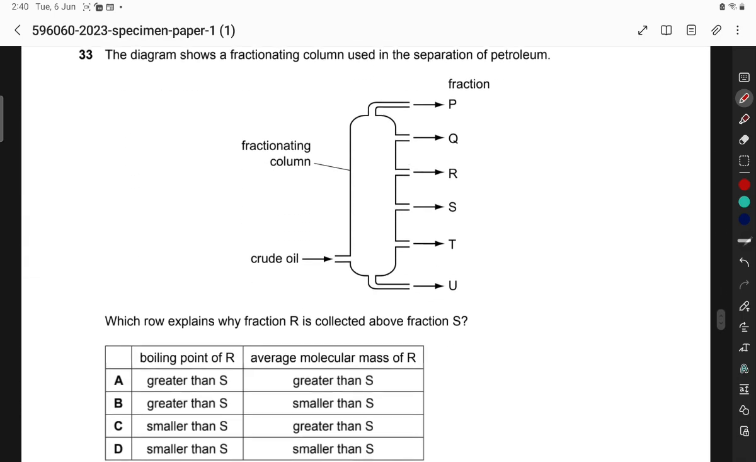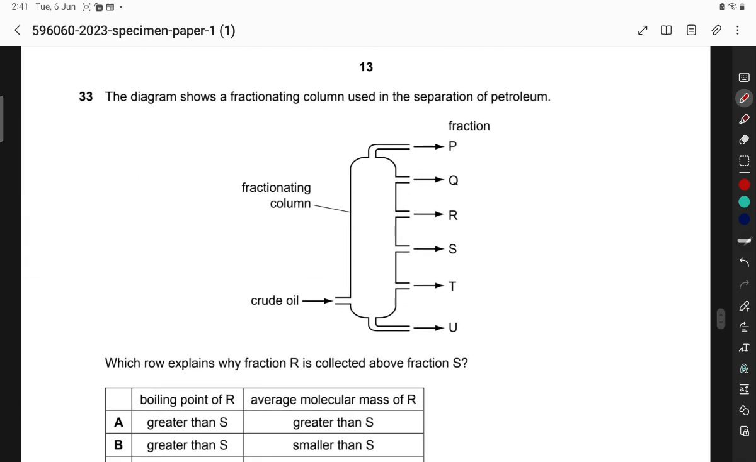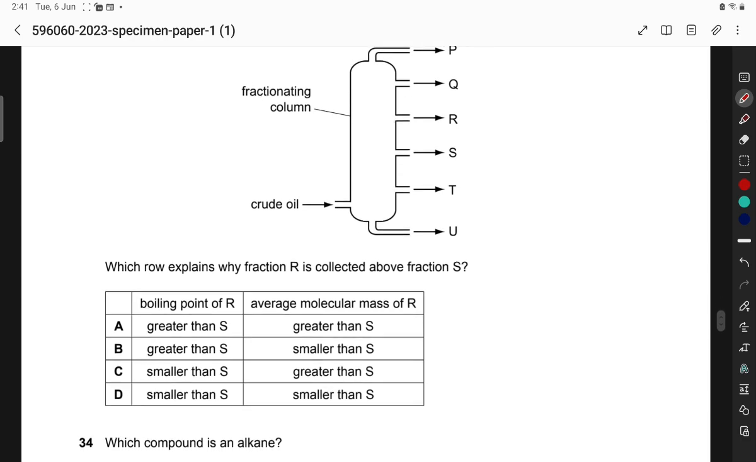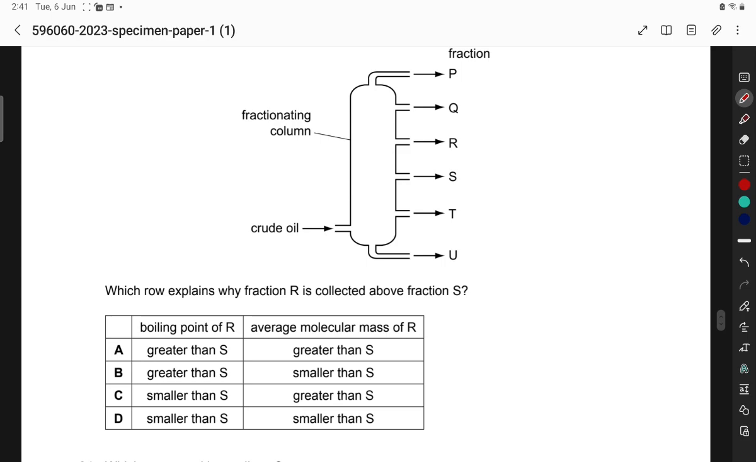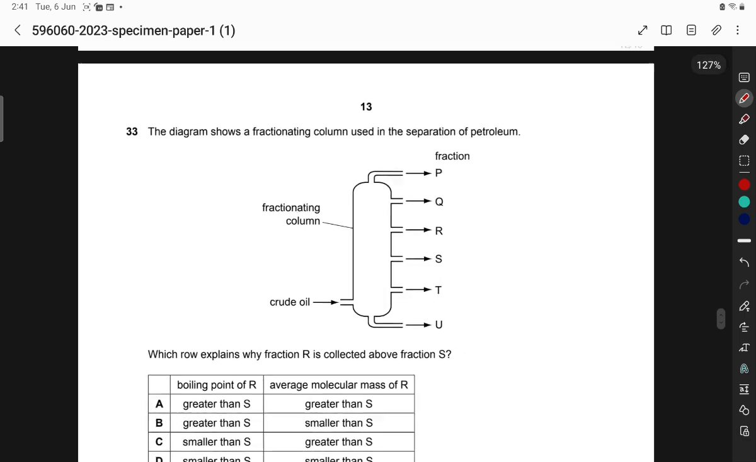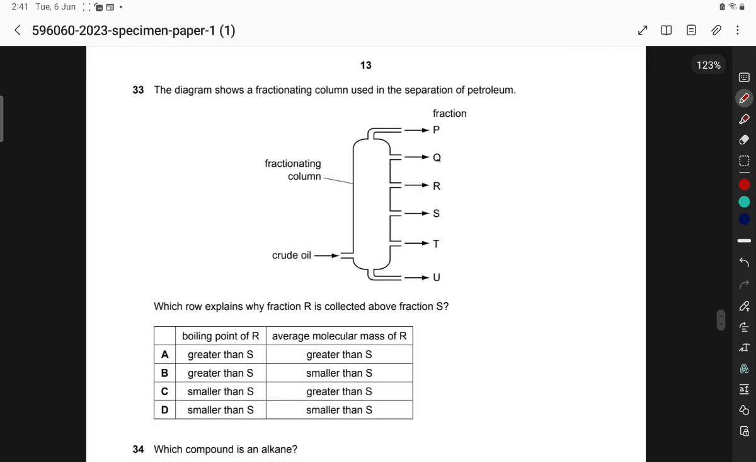Question number 33. The diagram shows a fractionating column used in the separation of petroleum. Which row explains why fraction R is collected above fraction S?